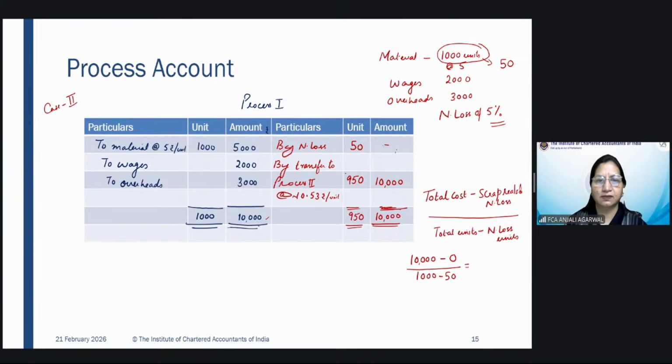Is this clear? So question gave one extra information, and that is normal loss of 5%. And just because of that information, our cost per unit increased from 10 to 10.53 because good units of 950 units will bear the entire cost of 10,000. Right?